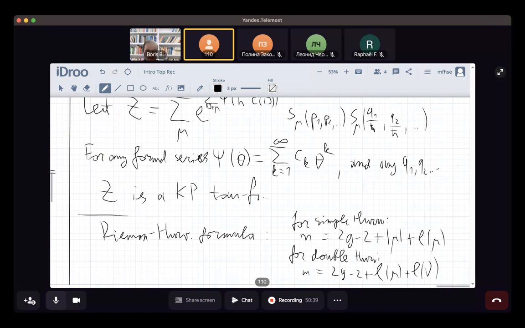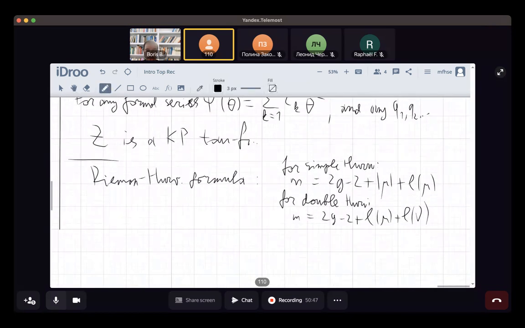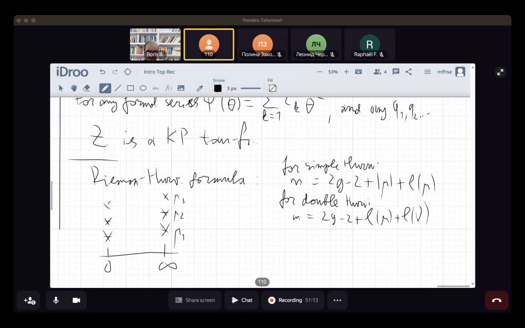What is a double Hurwitz number? It's when you have 0 and infinity. Over infinity, my ramification looks like mu1, mu2, mu3, and so on. And over 0, my ramification looks like nu1, nu2, and so on.